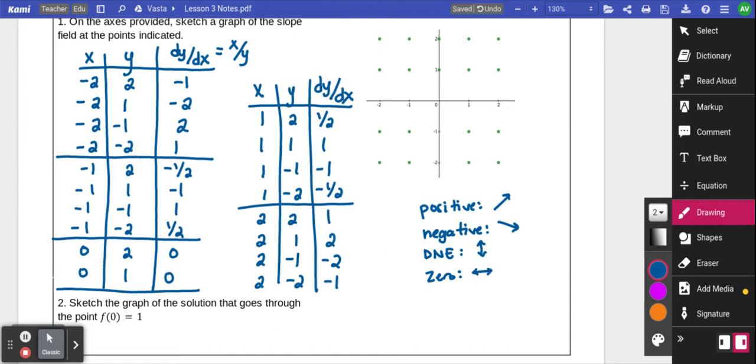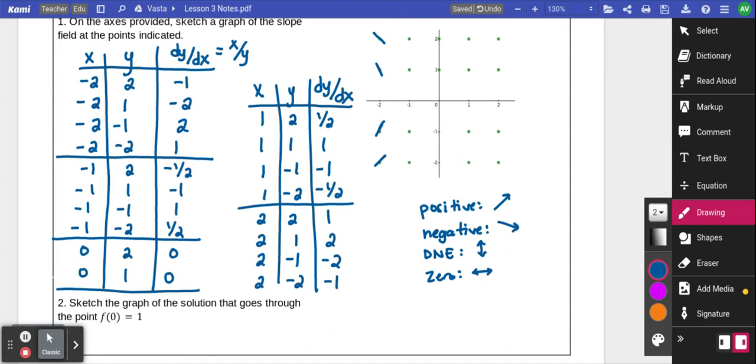So the first slope at that first point was -1. So I'm going to draw a little -1 slope. Then I have -2, a little bit steeper, but still negative, just like this. Then I'm going to have +2, and then I'm going to have +1. A little less steep, but positive.